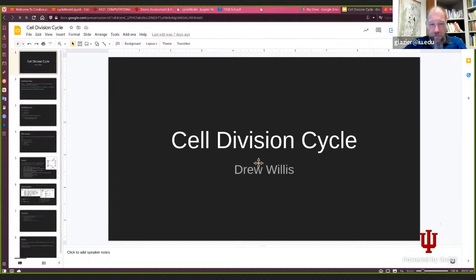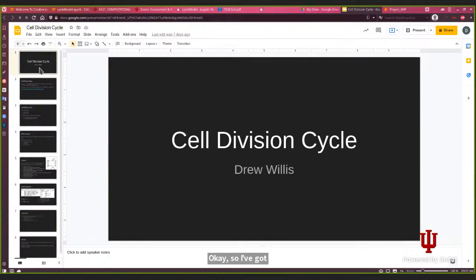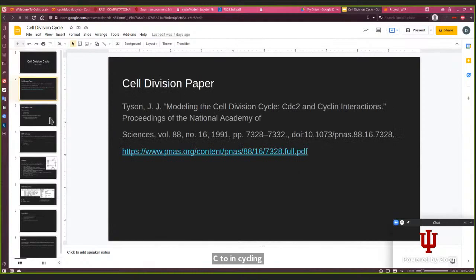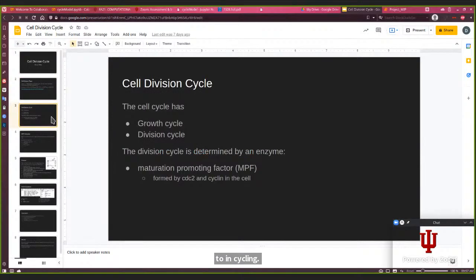All right. So for my project, I chose to do the Tyson paper on the cell division cycle with CDC2 and cyclin. And here's a link to it. For the background on the process, there's two parts of the cell cycle. There's growth and then there's division. And this model is focused on what controls the division cycle.